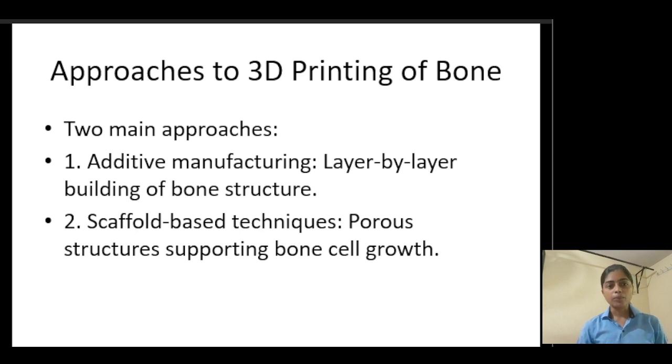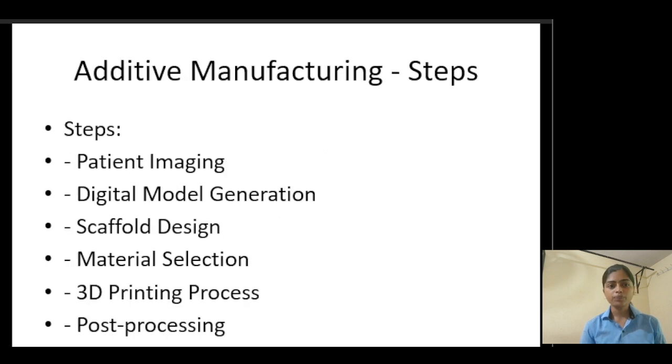Next, approaches to 3D printing of bone. There are two main approaches. First one, additive manufacturing. Second one is scaffold-based techniques. Additive manufacturing is a layer-by-layer building of bone structure. And the scaffold-based techniques use porous structures supporting bone cell growth.